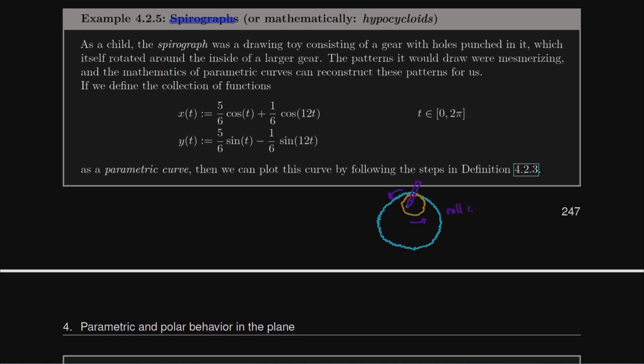the inside gear around the outside gear, and it would create some sort of, let's see if I can do the best I can here, some sort of shape as it rolls around that would do something like this as the inside gear rolls around the outside gear. And these were called spirographs. You can still look them up if you want to.